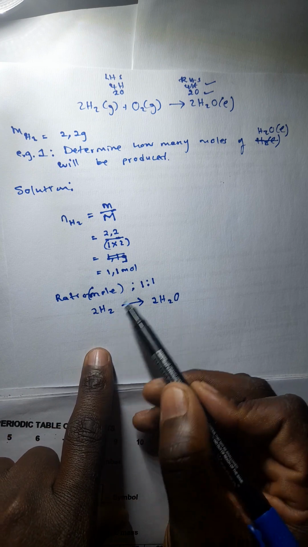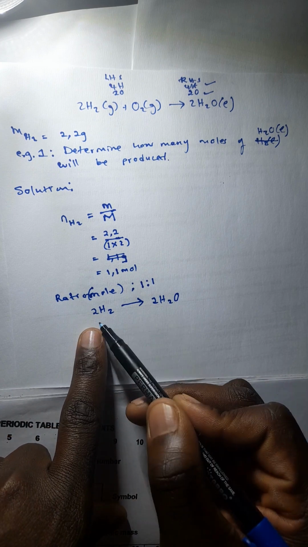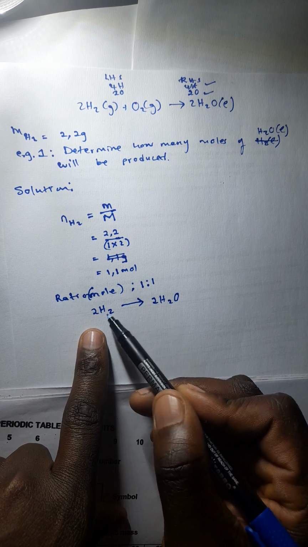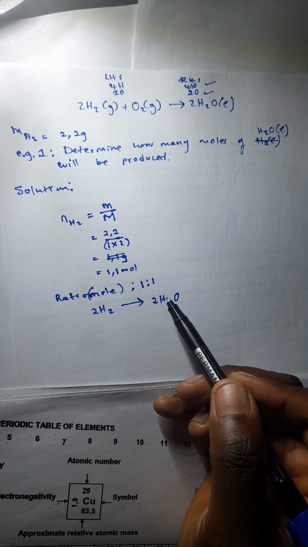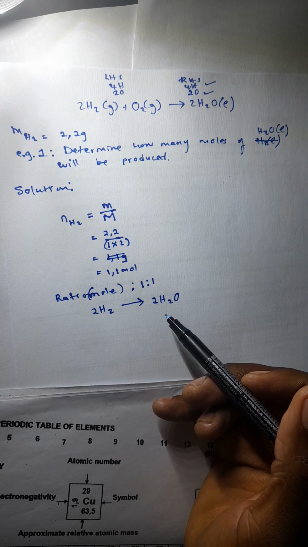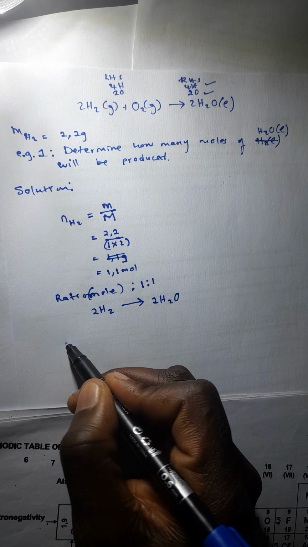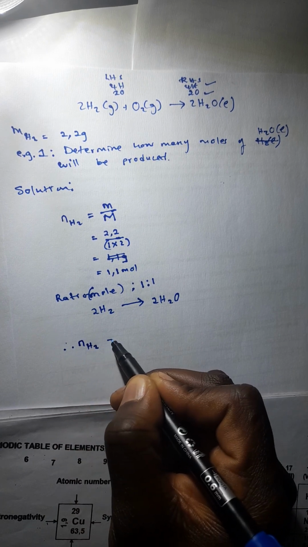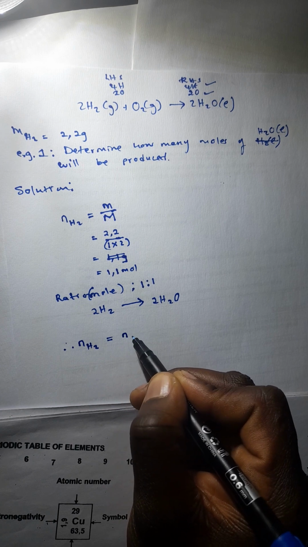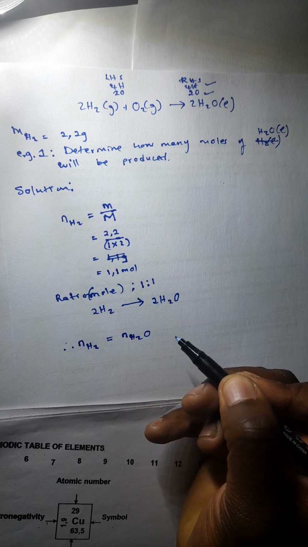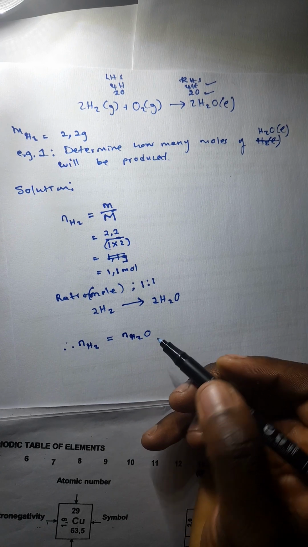All right, so if it's 5, you will get 5. If it's 10, you will get 5. So it means for every one mole of hydrogen gas you have, it is exactly the same as the molecule of water. Therefore, the number of moles of hydrogen gas is exactly the same as the number of moles of water molecule.